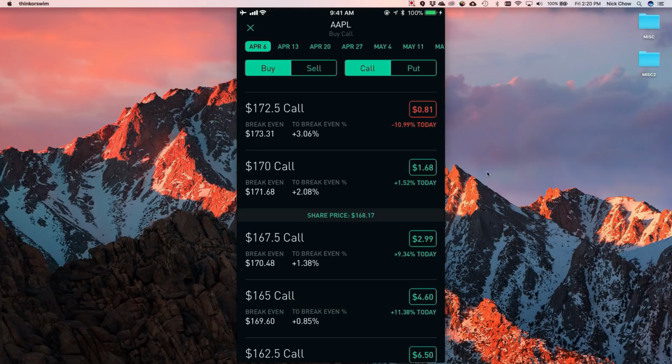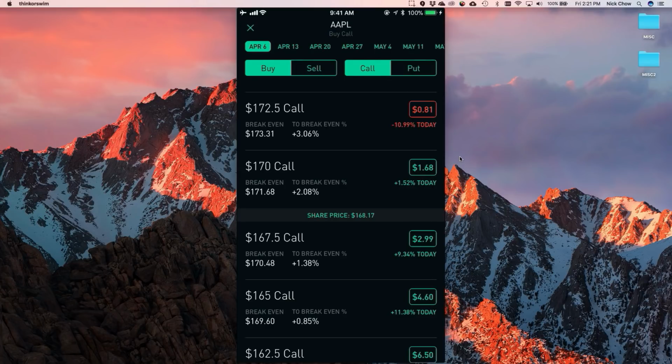Now most people usually don't exercise that. Pretty much what most people do is just trade the option price, unless you really want to hold the stock long term. If you can afford 100 shares of Apple at $170, go for it. But basically, we pretty much just trade the option prices.